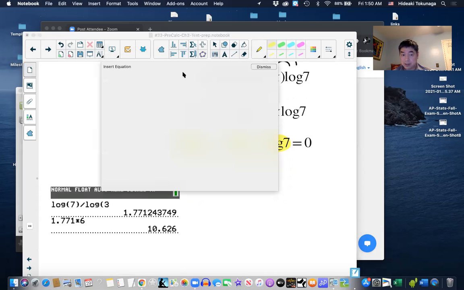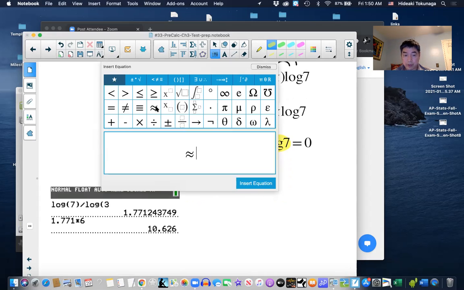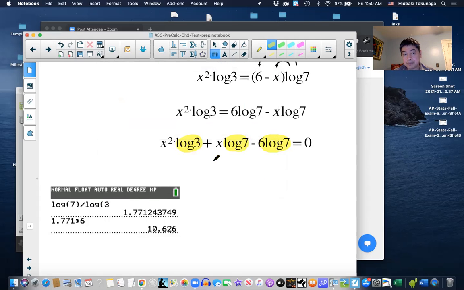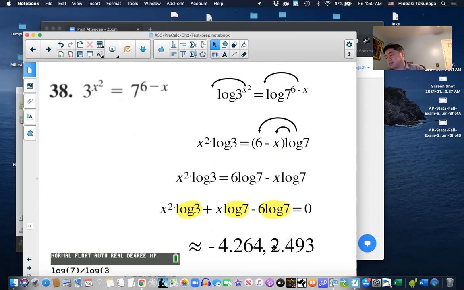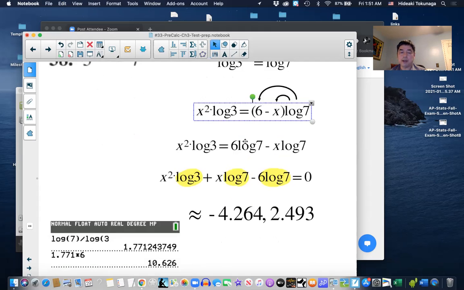So if you run through this and run the quadratic equation, the answer key shows around negative 4.6264, and the other one is 2.493. Okay, the way I did again is from here. I divide by x minus 6 on both sides and move this one to this one. So let me do my way.